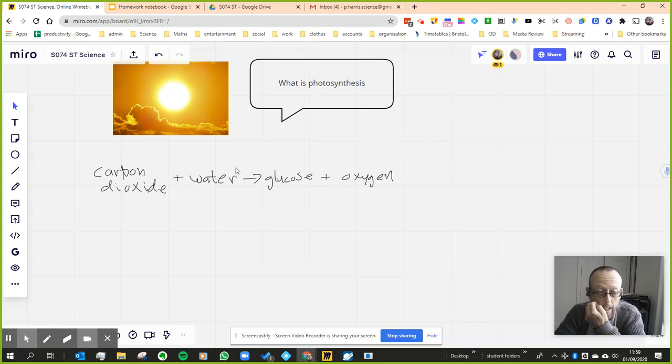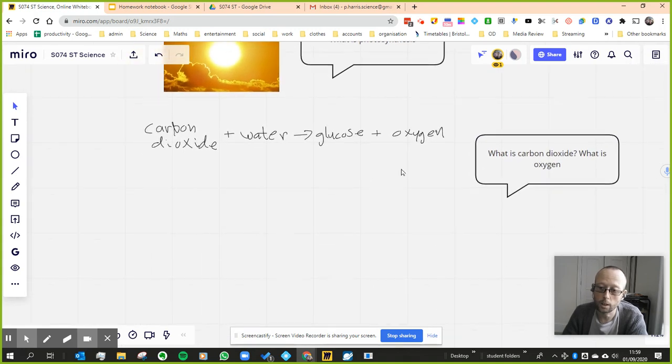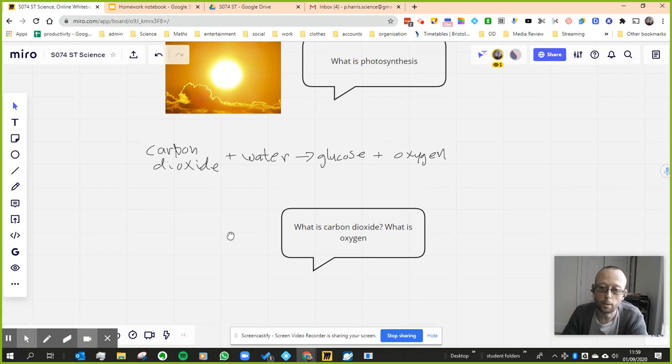It needs sunlight to do it, and it takes the carbon dioxide. In fact, that was one of your other questions. You said, what is carbon dioxide? What is oxygen? Well, they're basically both gases.